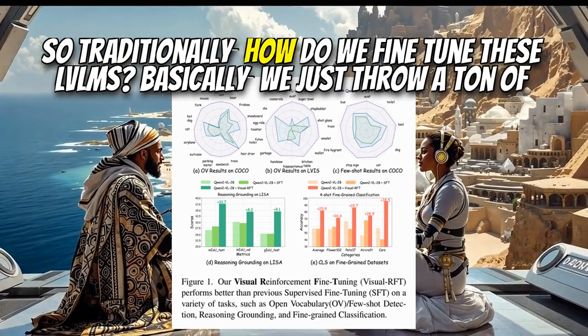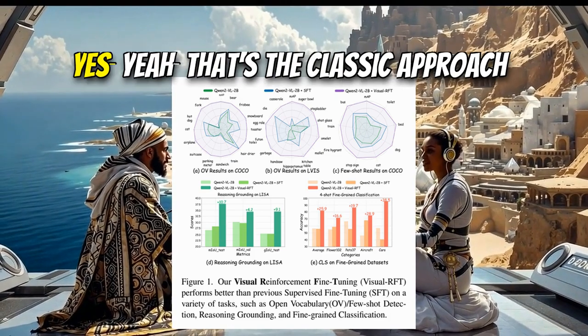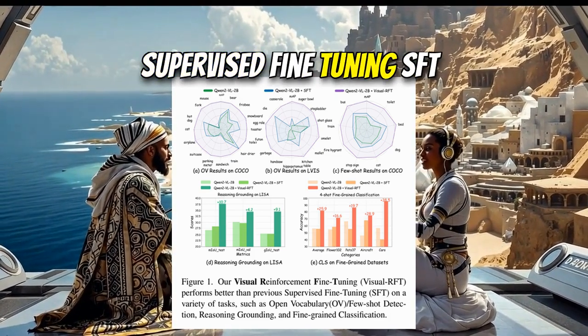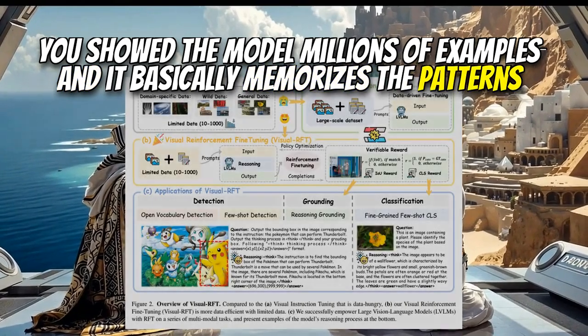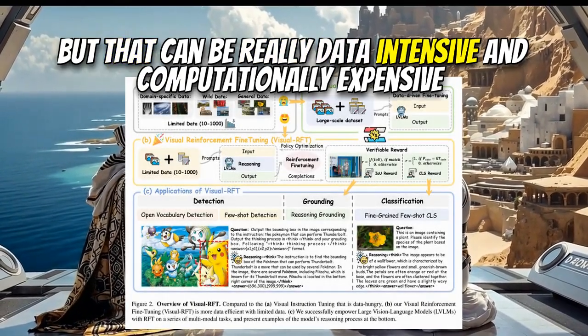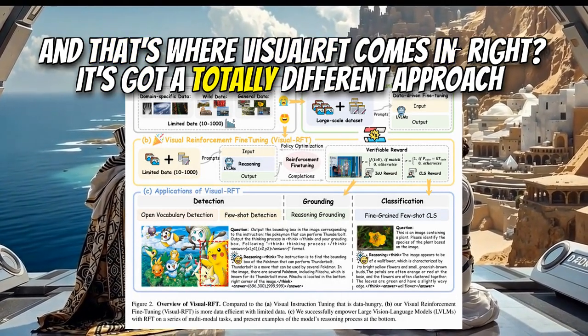So traditionally, how do we fine-tune these LVLMs? Basically, we just throw a ton of labeled data at them. Yeah, that's the classic approach. Supervised fine-tuning, SFT. You show the model millions of examples and it basically memorizes the patterns. But that can be really data-intensive and computationally expensive. And that's where Visual-RFT comes in, right? It's got a totally different approach.